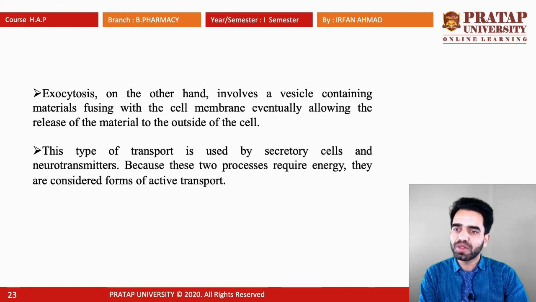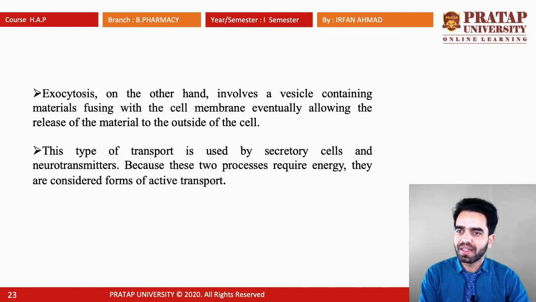Now the second one is exocytosis. It involves a vesicle containing material fusing with the cell membrane. Because of this, the material is released to the outside of the cell. This type of transport is used by secretory cells and by neurotransmitters.